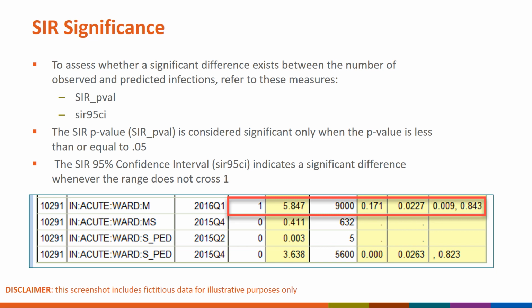Furthermore, the difference is considered significant whenever the 95% confidence interval is not inclusive of the number 1. In other words, when both the lower and upper bound are either less than 1, as is shown in this example, or greater than 1, then there is a statistically significant difference. As indicated in this example, the range does not include 1, which means we are 95% confident that the true SIR lies within this range.